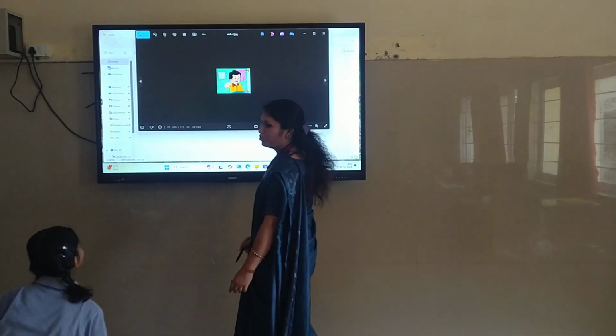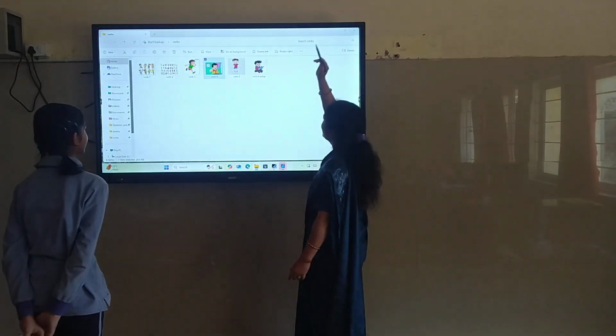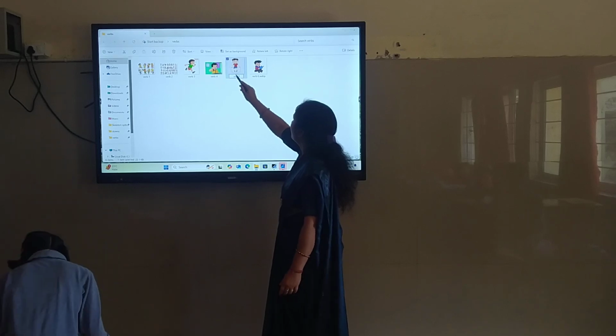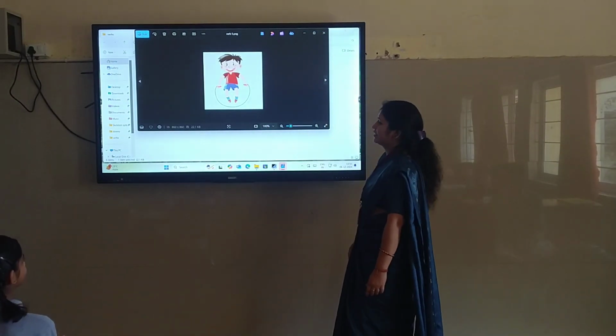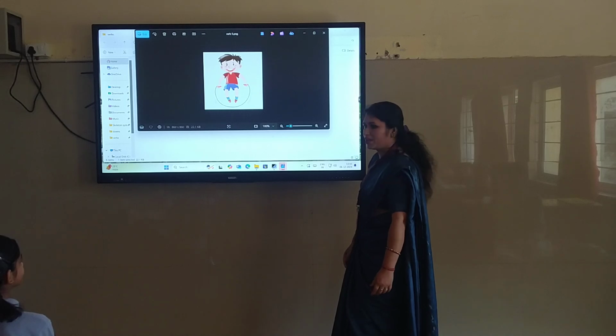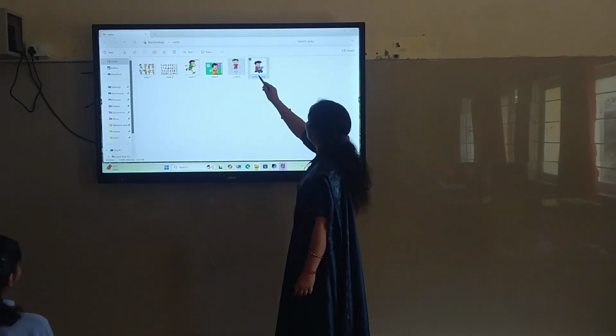Purnima, what is he doing? He is brushing his teeth. Very good. Farid, he is skipping with the help of a rope. Very nice.